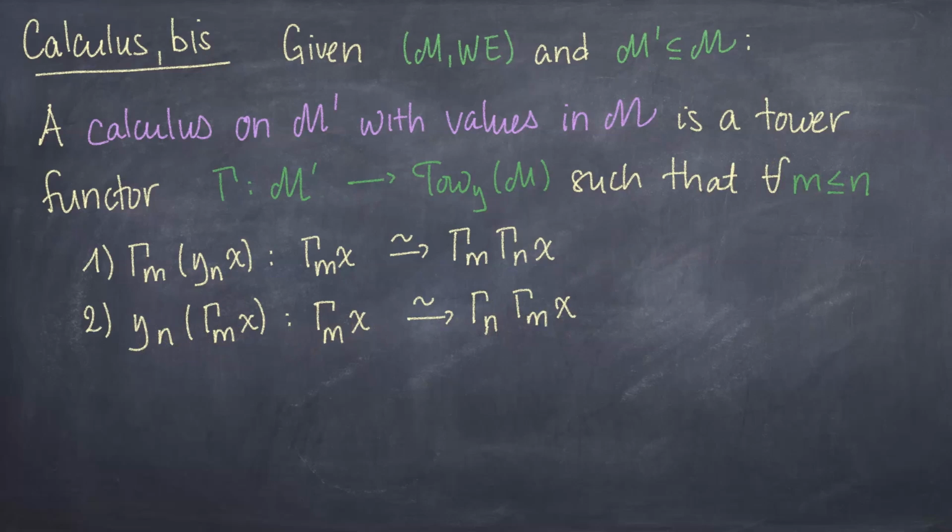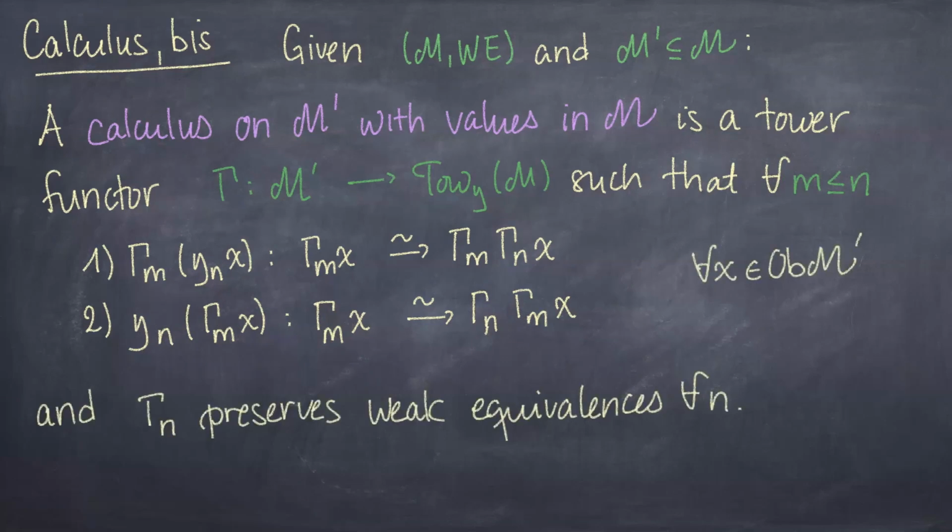So it makes sense that you should have an induced equivalence from gamma m of x to gamma n, the nth approximation of the nth approximation of x. And moreover, because we are in a world where there are weak equivalences, and so we'd like that sort of thing to be preserved, we would like gamma n to preserve weak equivalences for all n.